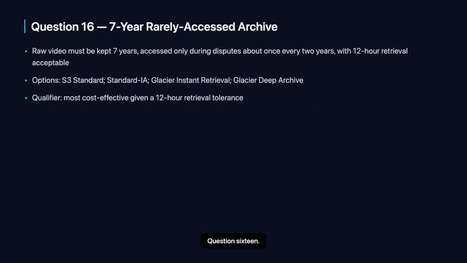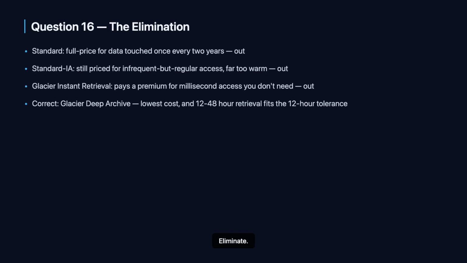Question 16. Raw video must be kept for 7 years, accessed only during legal disputes about once every 2 years, and a 12-hour retrieval time is perfectly acceptable. The options are S3 Standard, Standard Infrequent Access, Glacier Instant Retrieval, or Glacier Deep Archive. The qualifier is most cost-effective given that 12-hour retrieval tolerance.